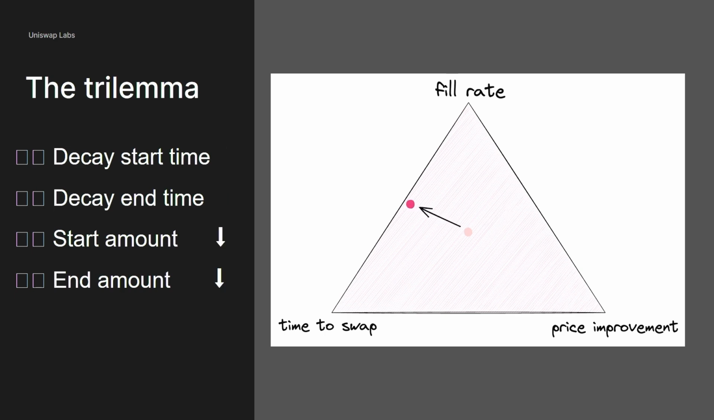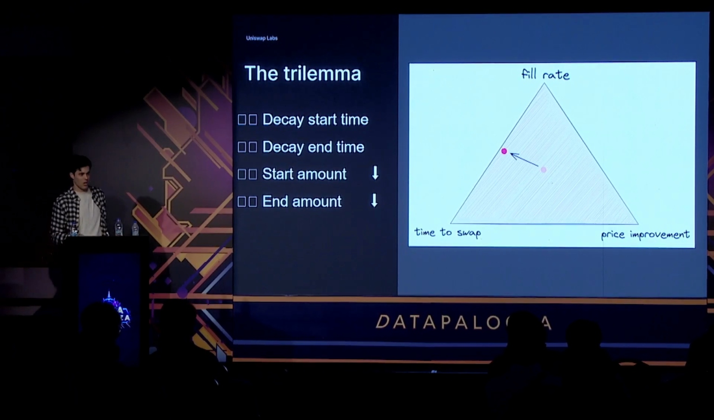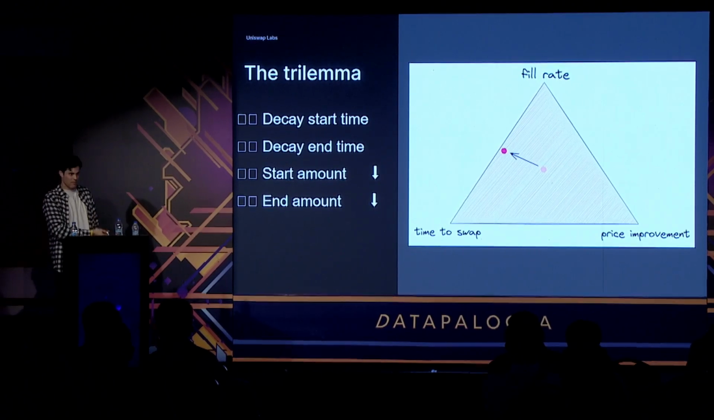All right, maybe we take the decay curve and we shift it to the left. So now your start price is a little lower and your end price is also a little lower. Right, so all these orders are going to be super profitable for market makers. They're going to have a really high fill rate and they're going to execute really quickly. But your price improvement is probably not going to be that good.